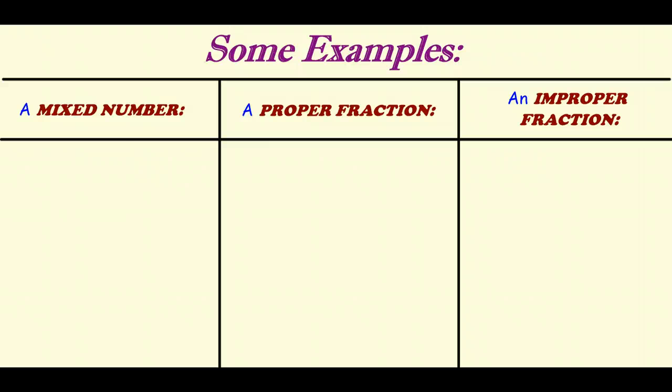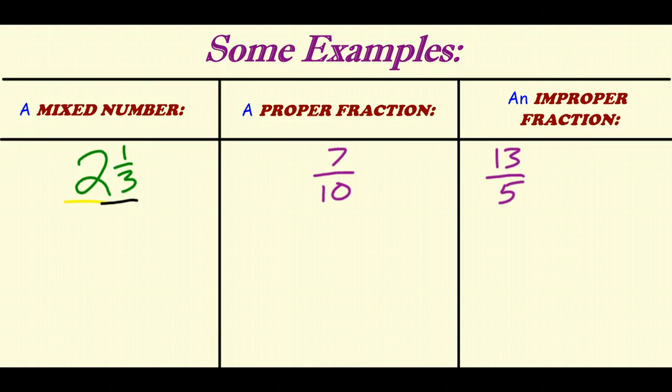An example of a mixed number would be something like 2 and 1/3, a whole number underlined in yellow, and a fractional part underlined in black. Proper fractions are ones where the numerator, such as 7, is less than the denominator, such as 10, and an improper fraction could be things like 13/5, where the numerator is actually greater than the denominator, or one like 14/14, where numerator and denominator are equal. Go ahead, pause the video, and add 5 more examples to each of these 3 types of fractions. 5 mixed numbers, where it's a whole number combined with a proper, not an improper fraction, 5 proper fractions, and 5 improper fractions.